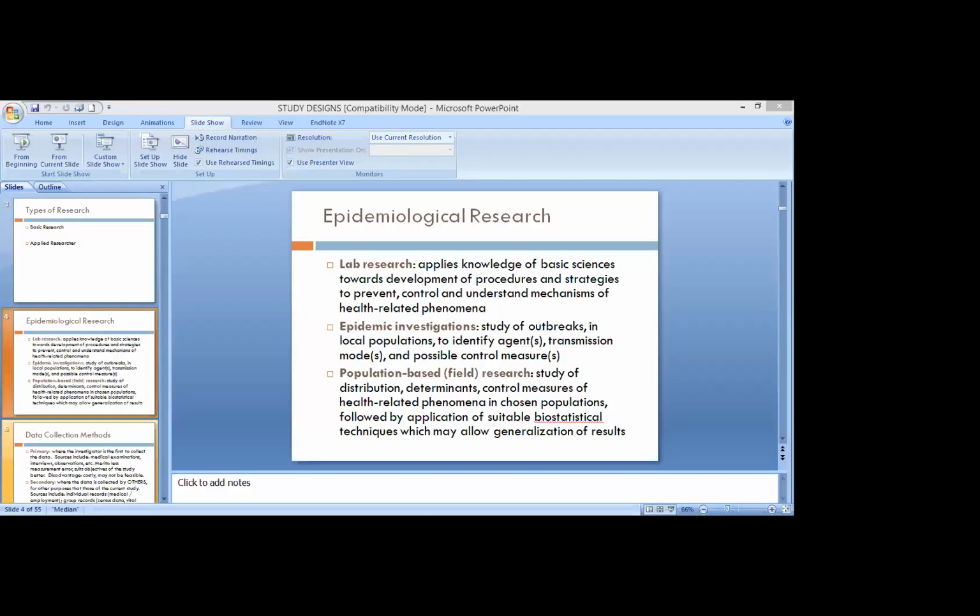Applies knowledge of basic sciences toward development of procedures and strategies to prevent, control, and understand mechanisms of health-related phenomena. So which part will this be? Applied research. Then the epidemic investigation. Which part will this be? Basically, possible control measures.